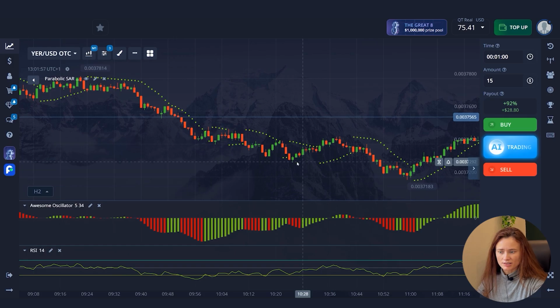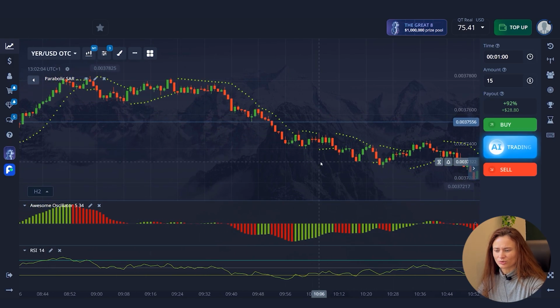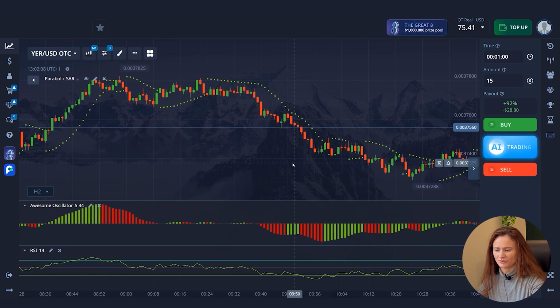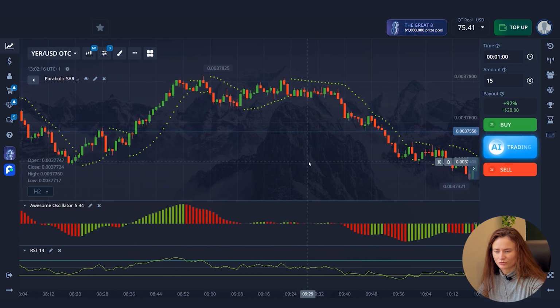The big plus of this strategy is that I believe you can use the standard settings of the indicators. They do not need to be changed. They are absolutely suitable for these settings. And now I will start to open trades, and I'm sure that I will prove to you the effectiveness of this strategy.